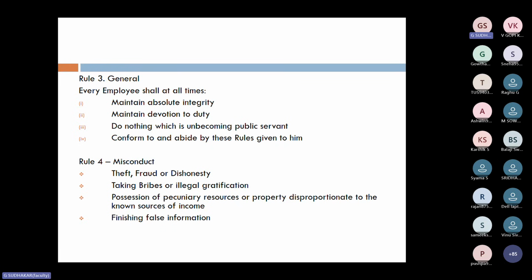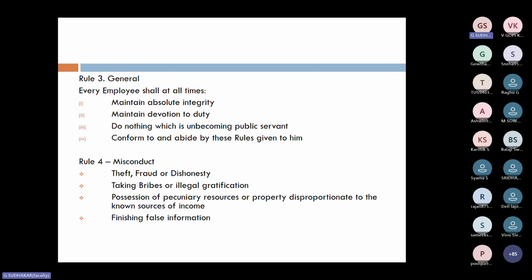So rule number 3 states about the general conduct: every employee shall maintain absolute integrity and devotion to duty, and do nothing unbecoming of a public servant. All are public servants, so we should not act in a manner unbecoming of a public servant, and you should maintain absolute integrity and devotion to duty. So these are all rule number 3.